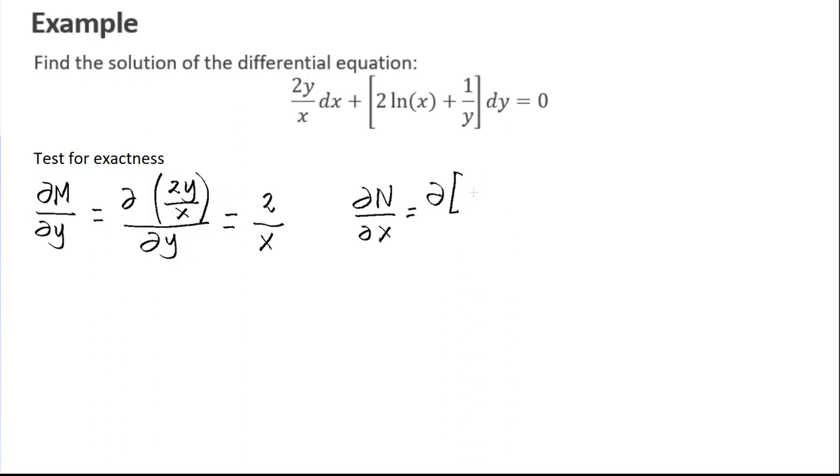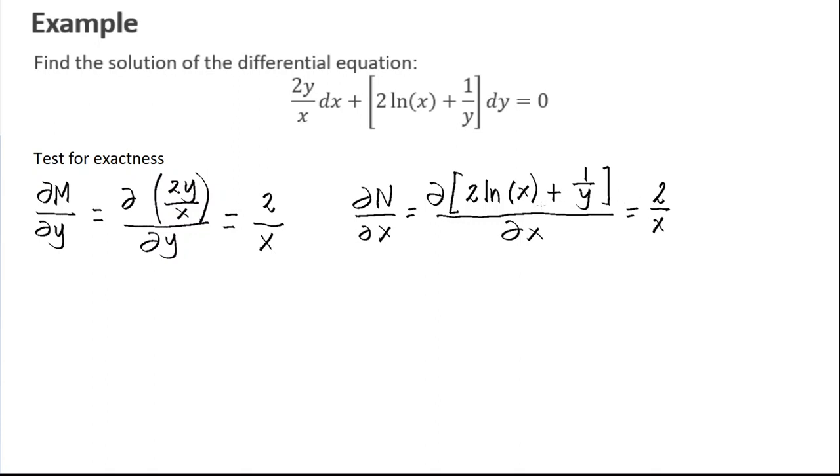Okay, so this would be the partial derivative of 2 ln x plus 1 over y with respect to x. X is variable, y is constant. So if this is variable, 2 ln x, x is considered variable. What is the derivative of that? Please recall your formulas in differential calculus. The derivative of ln x is 1 over x dx. So this is 2 over x, derivative of 2 ln x.